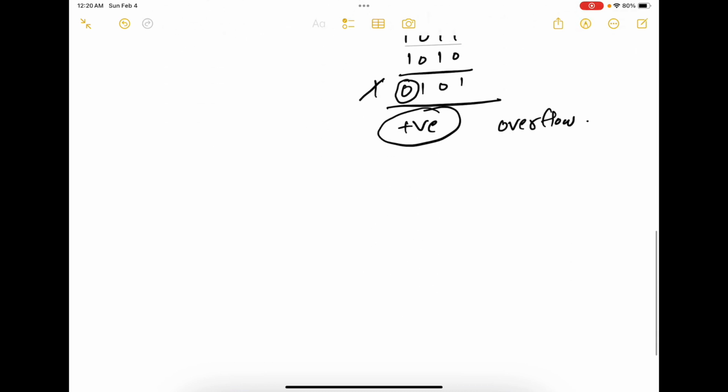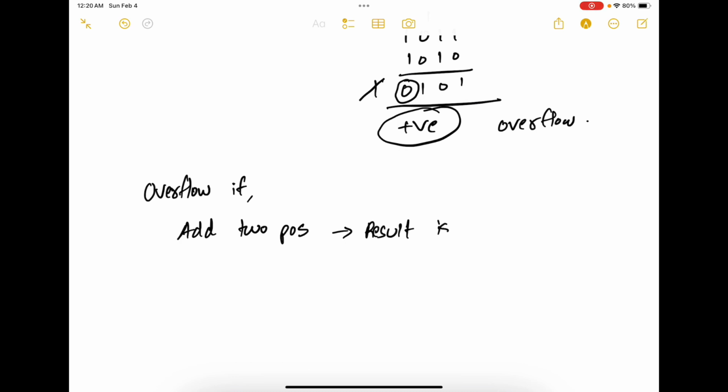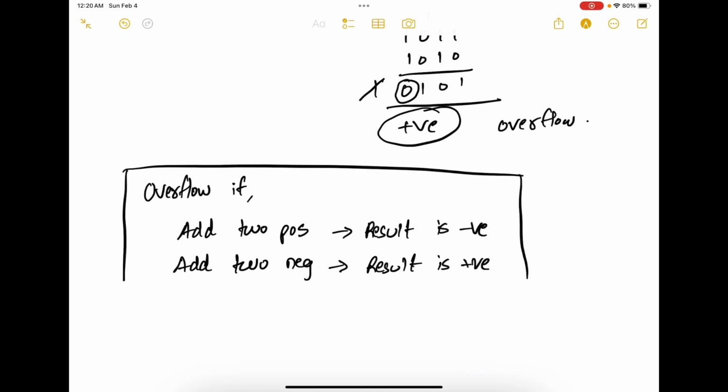So a rule of thumb is, you add two positive numbers, but your result is negative, or if you add two negative numbers and your result is positive, that is when you get an overflow. This is a very important point to remember.